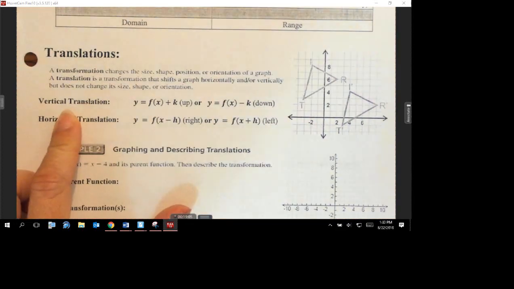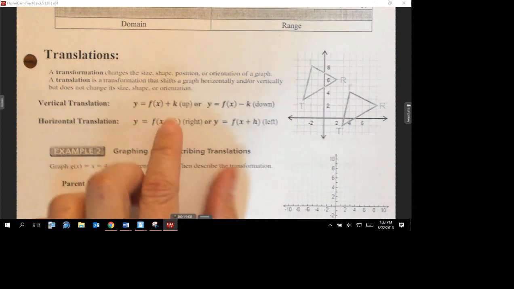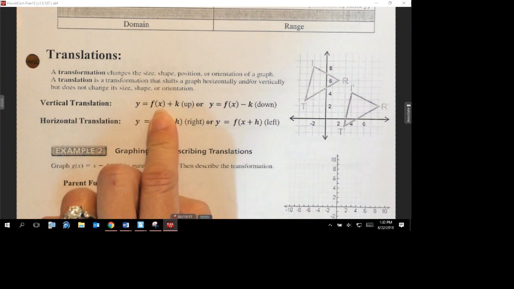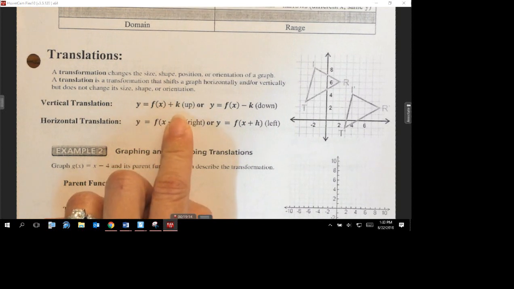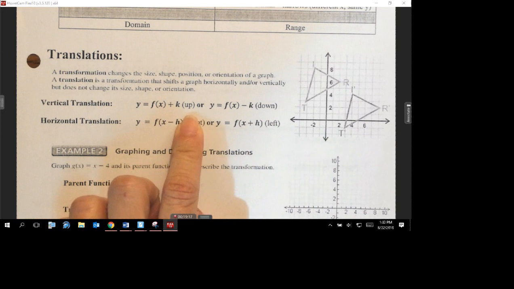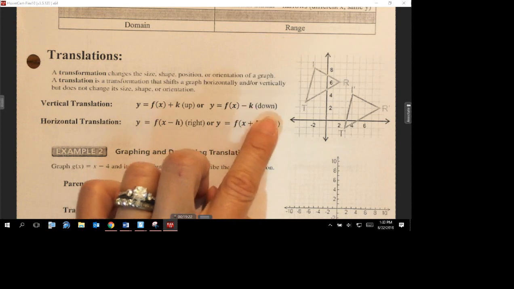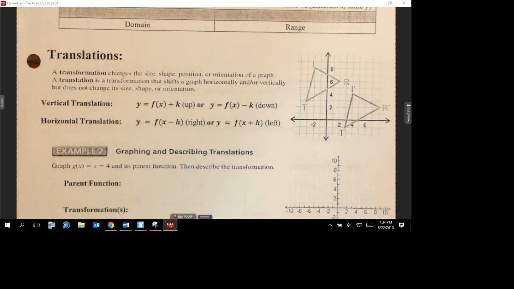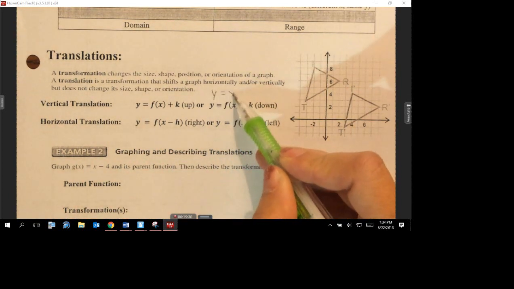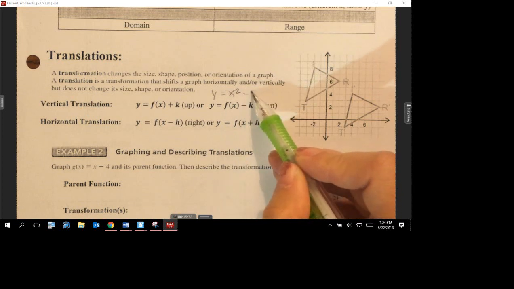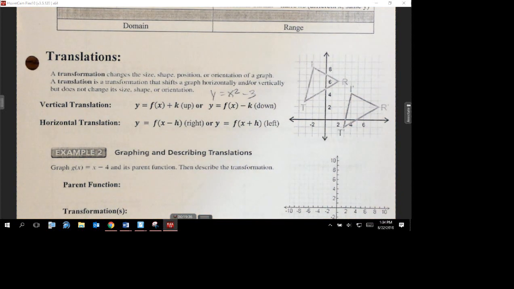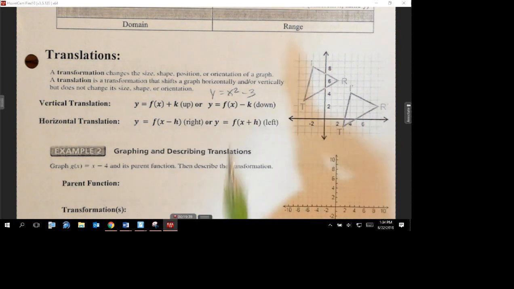If you look right here, we've got 2 examples of vertical translation. We have y equals the parent function plus k, and k is just some number. That means we translate up. Or if you have the parent function minus k, then we translate down. If it were quadratic, this would be something like y equals x squared, that's my parent function, minus 3. That would translate down 3 units. So we have whatever the parent function is, and then subtract or add.